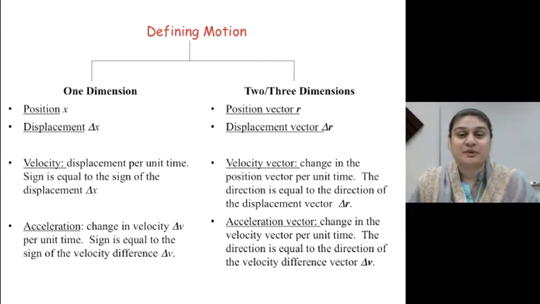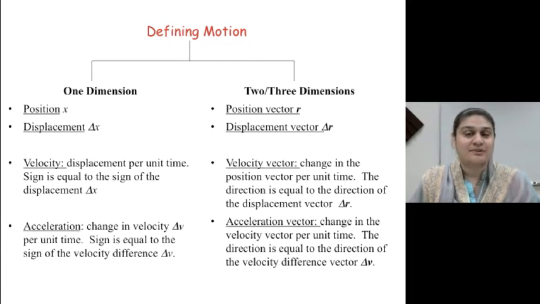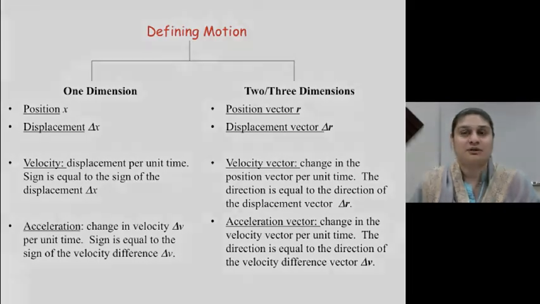Velocity is displacement per unit time, and in 3 dimensions the velocity vector is the change in position vector per unit time. The sign in both cases is the direction of the displacement vector. Acceleration is a change in velocity per unit time. Sign is equal to the sign of the velocity difference. Acceleration in 3 dimensions is exactly the same thing: change in velocity vector per unit time, and the direction is equal to the direction of the velocity difference vector delta v. So I don't know if you've noticed, but they're exactly the same things, except now instead of talking about x, we are talking about r.